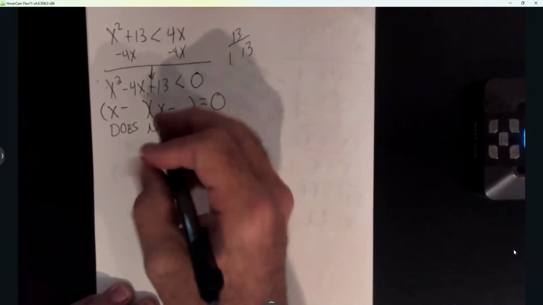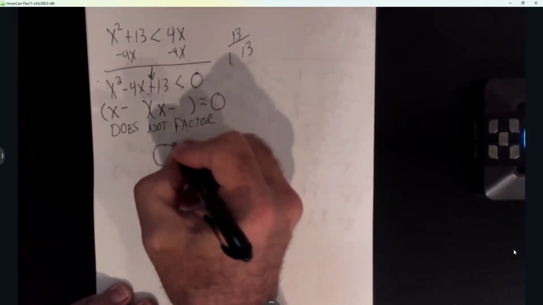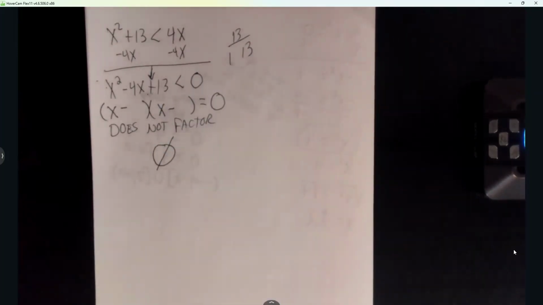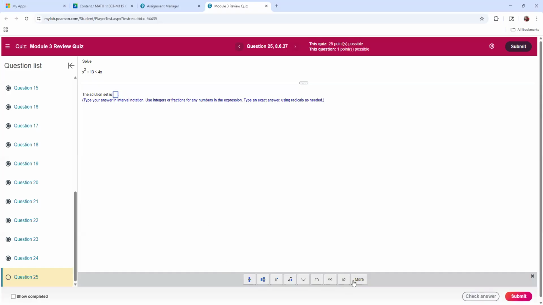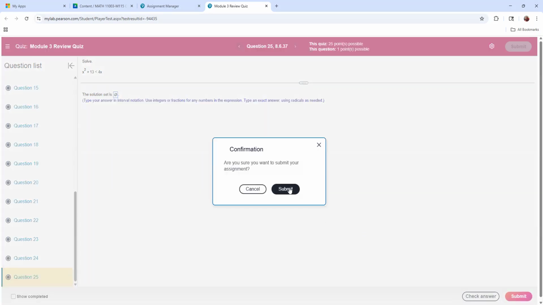Since this does not factor, that means it is a no solution. And you got to use that no solution symbol in MathLab, okay? So I would go to MathLab, and when you click in the box down here, right by more, it says empty set. That's what we use for the no solutions. So click that. It'll put it in there, and then you can submit your test.